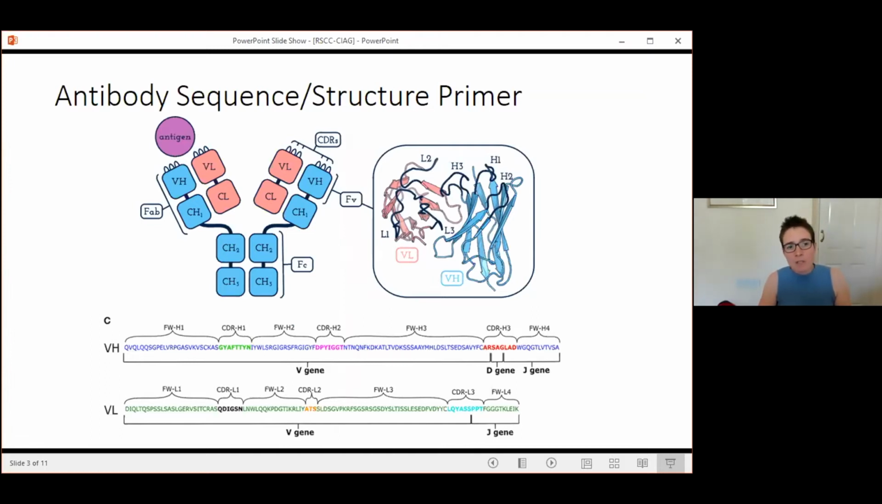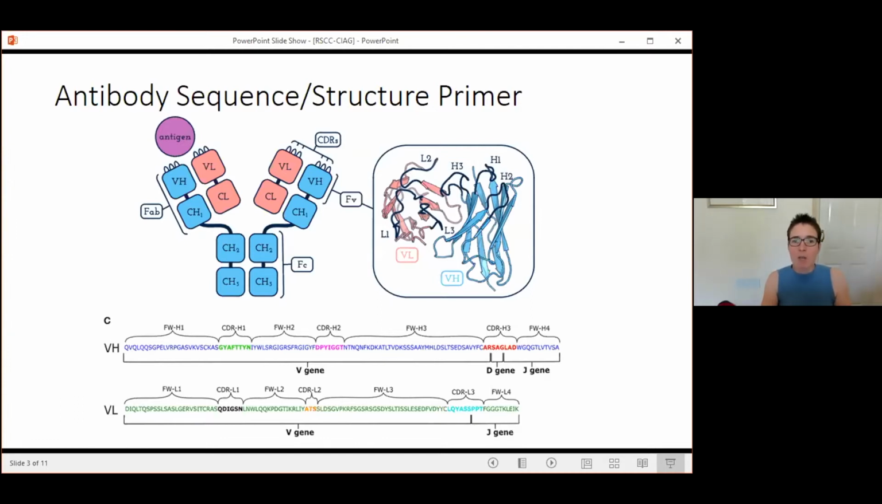The part that we're going to talk about exclusively today is called the FV, the fragment variable. It's the bit at the top end where the binding to the antigen happens, and it's made up of a VL chain and a VH chain, so part of the heavy chain and part of the light chain. And on those are a set of things called the complementary determining regions. These are loops that are primarily responsible for binding to the antigen.